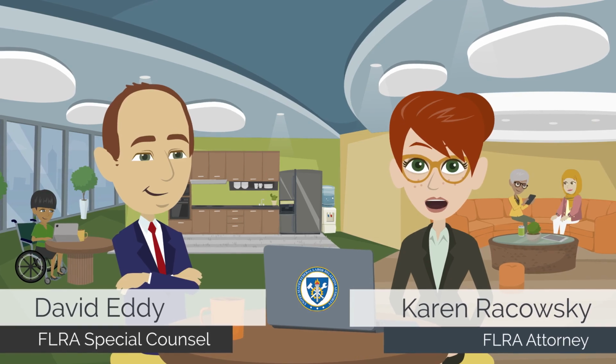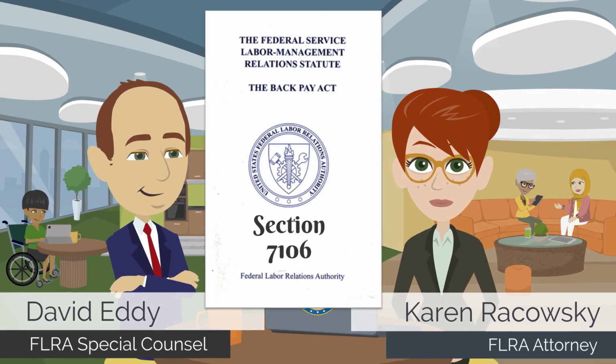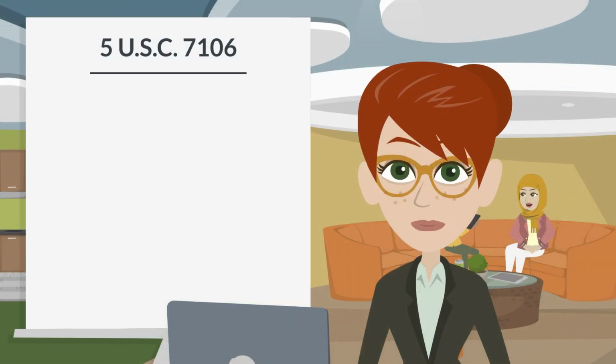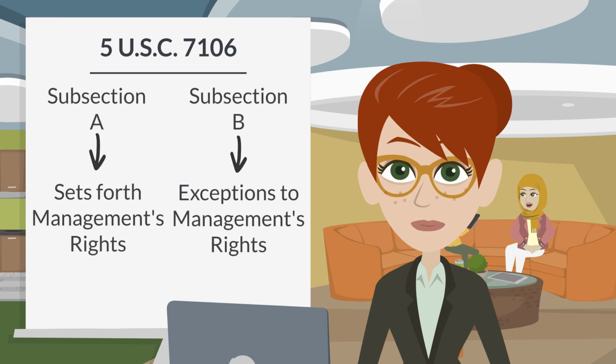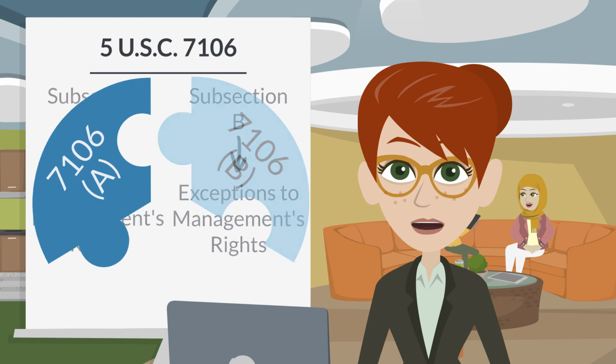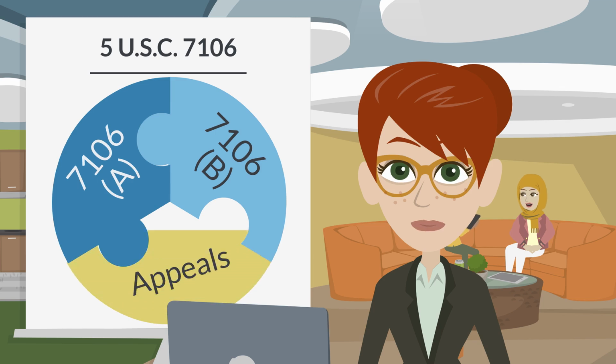The management rights provision of the statute can be found at 5 U.S.C. 7106. Section 7106 is divided into two parts. Subsection A sets forth the management rights, and subsection B generally provides exceptions to those rights. Our goal is to provide a general overview of how 7106A and 7106B interrelate in the context of appeals from arbitration awards finding violations of collective bargaining agreements.